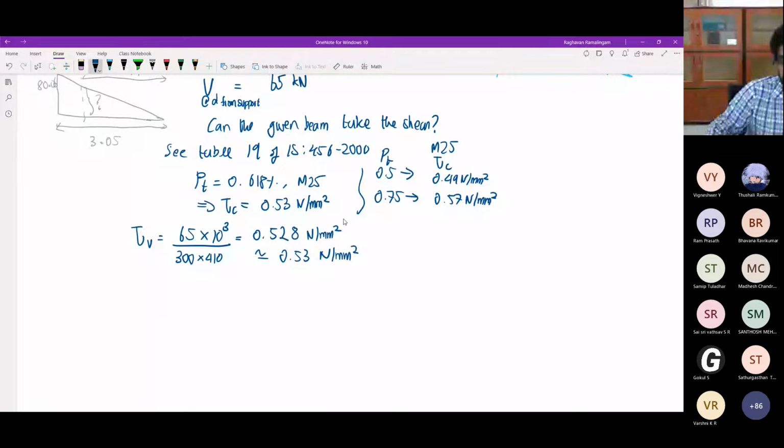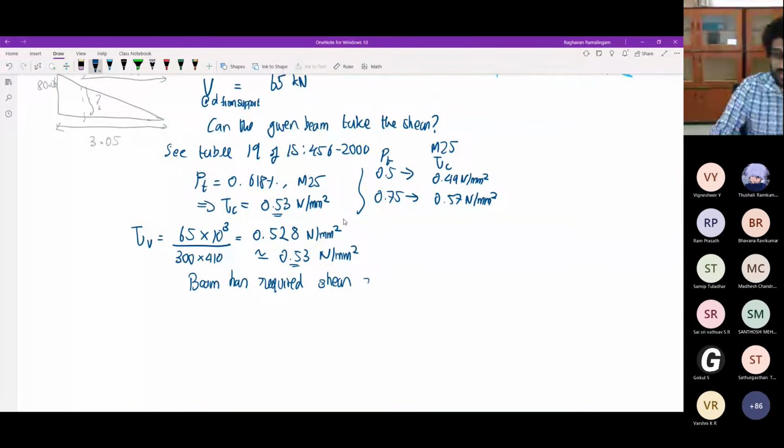Anyway, we'll do one problem to show you the actual issue. Two-legged, L means leg, two-legged 8 mm diameter stirrups at 200 is a big spacing, 200 or 220. Okay, 220 center to center.